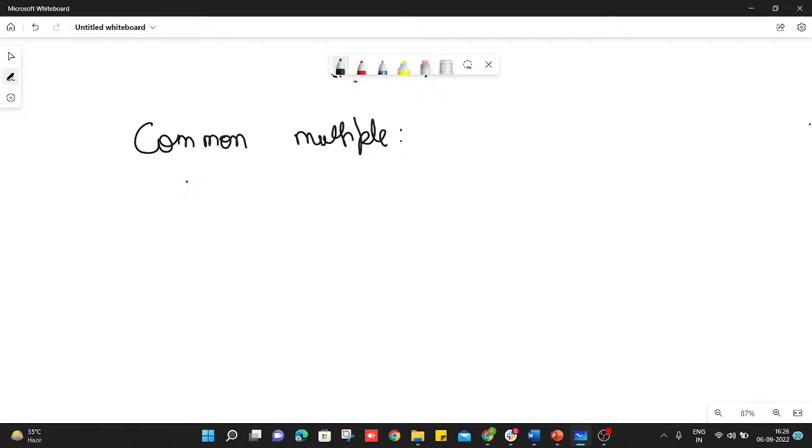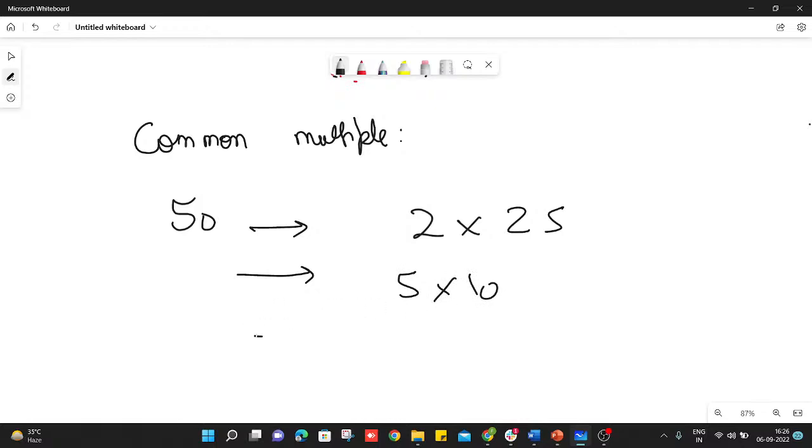What is a common multiple? Suppose we have 50. 50 is a multiple of 2 and 25. It is also a multiple of 5 and 10. So 50 is a common multiple of 2, 25, 5, 10, and many more numbers. It's always a better practice to break down the factors. These are the factors, and these are the multiples.